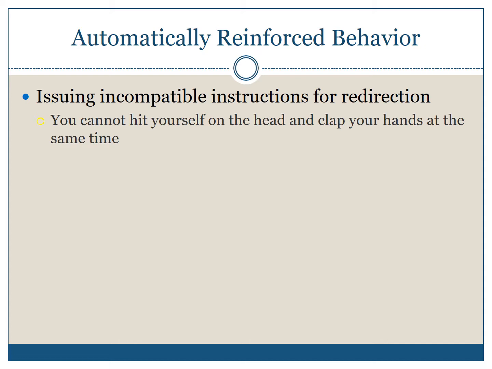One way to prevent or block automatically reinforced behavior is to issue incompatible instructions for redirection. For example, if a patient is hitting themselves on the head, simply instruct the patient to clap their hands. Remember, if they do not comply, you will physically prompt them to clap their hands, but they will not be allowed to hit themselves on the head because their hands will not be available.